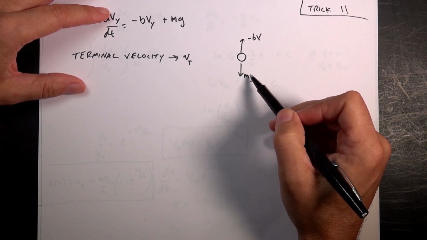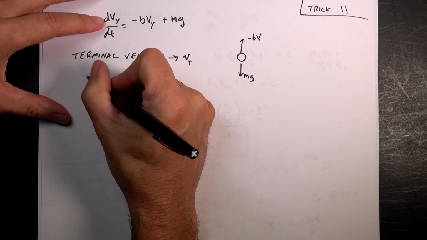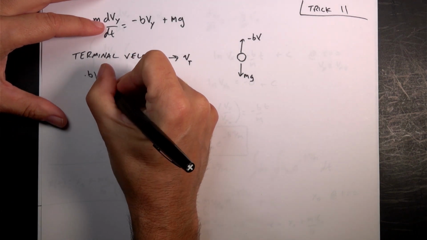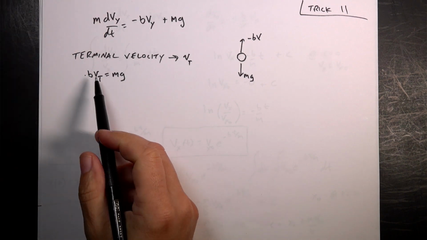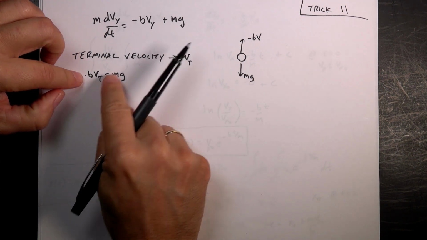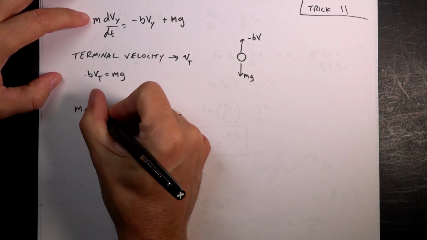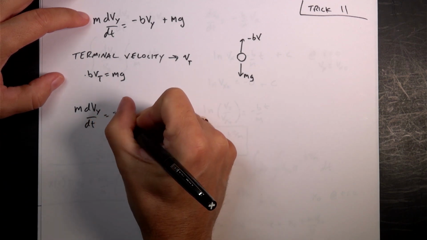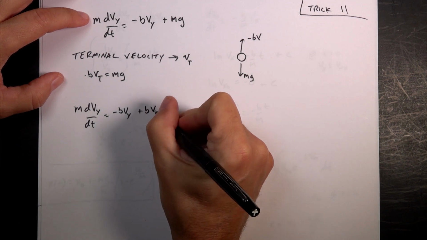And so in that case, that's terminal velocity. When these two forces are equal, we have terminal velocity. So I'm going to say b vt equals mg. I could solve for terminal velocity, but I'm not going to. Instead, I'm going to put it in up here. So I'm going to rewrite this as m dvy/dt equals negative b vy plus b vt.